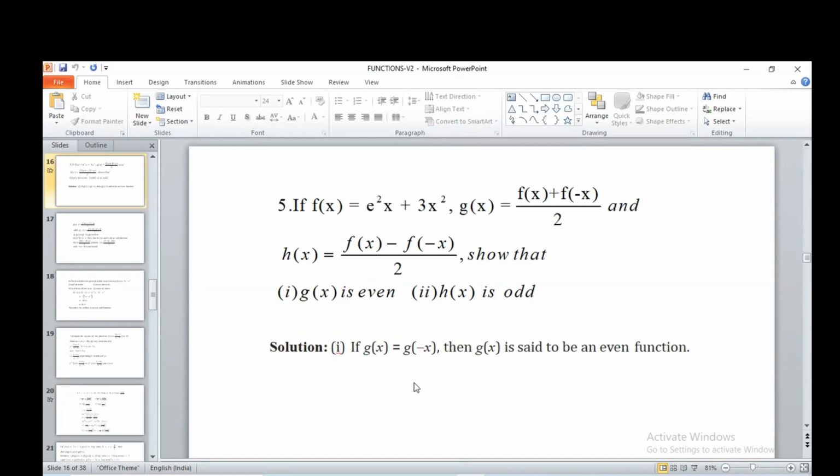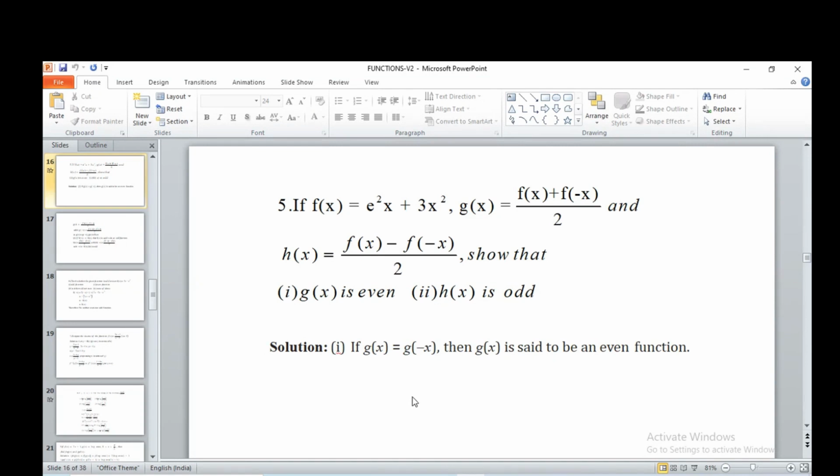Now the next problem: f of x is equal to e square x plus 3x square. So g of x is equal to f of x plus f of minus x divided by 2, and h of x is equal to f of x minus f of minus x divided by 2. Show that g of x is even, h of x is odd. How can we prove these two? Any idea? Just tell me the idea, I will solve it.